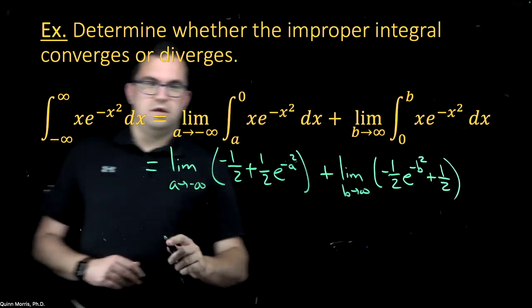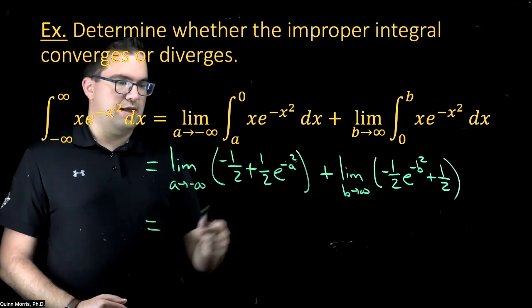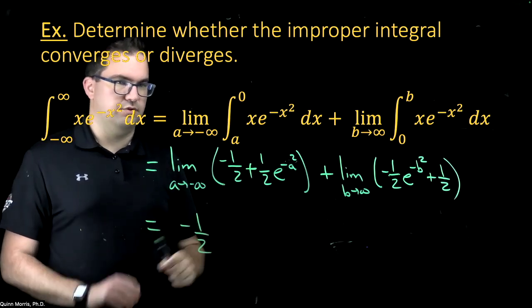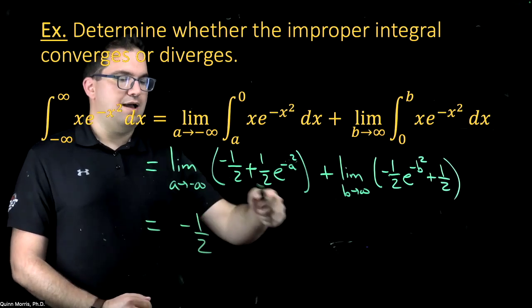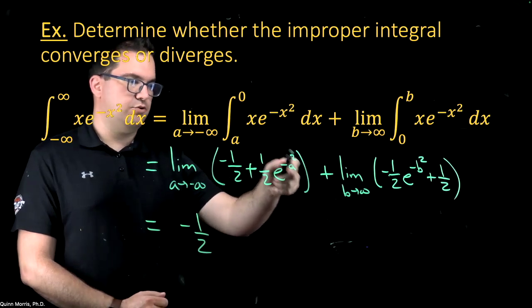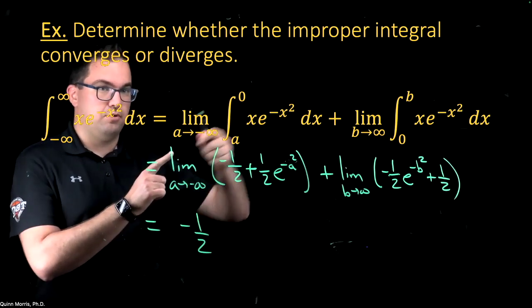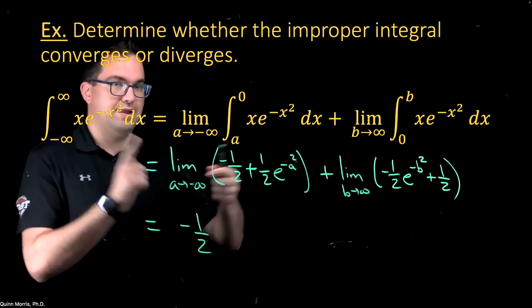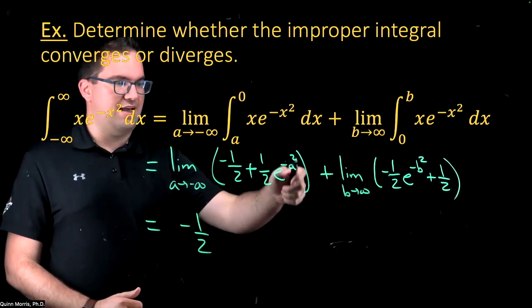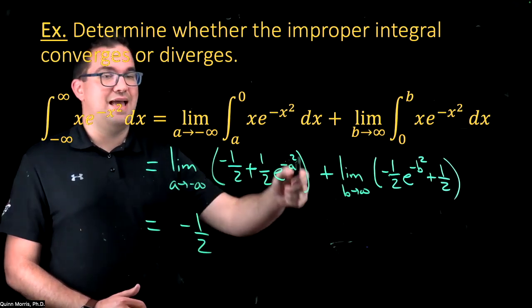Now when I evaluate each of these limits, as a goes to minus infinity, let's think about what's going to happen to this quantity. Well, I'm going to have minus 1/2. That's a constant with respect to a. That's not changing. But now I have this term. A is going to minus infinity, but the first thing that's happening to it is it's being squared. When you square a number going to minus infinity, it's going to positive infinity, because squaring switches it to positive. So a squared is going to positive infinity. So minus a squared is now going to negative infinity.